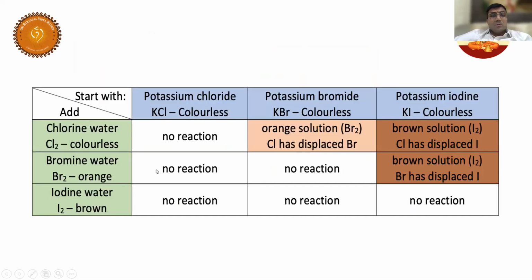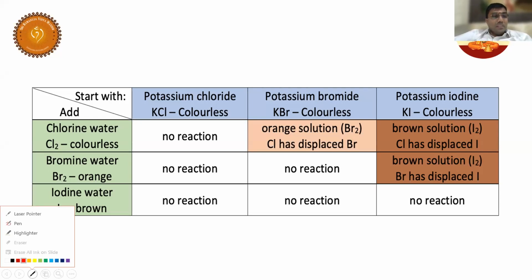So I'm going to discuss a pretty important concept, that is displacement reactions. Students, the one which has the higher oxidizing power is going to displace the other one. It's very important. That means fluorine is going to displace chlorine, bromine, and iodine. Chlorine is going to displace bromine and iodine. And bromine is going to displace iodine only. So let us see how.